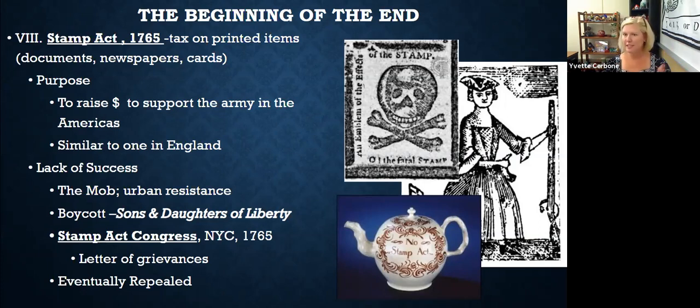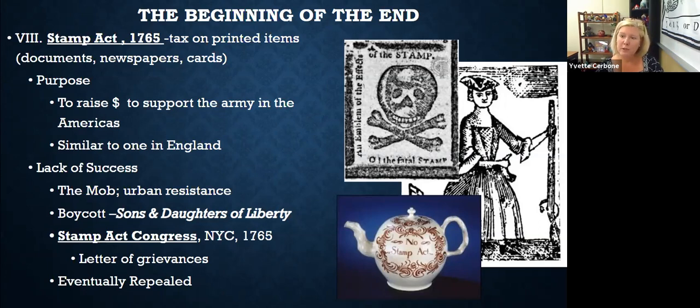So it's going to be a list of grievances that they write up that they send to Parliament. Parliament will repeal this act, in part because it destroys the paper industry in Great Britain. They depended on this export market to buy paper. And people just got creative. They reused letters. They went without newspapers. And the boycott was quite successful.